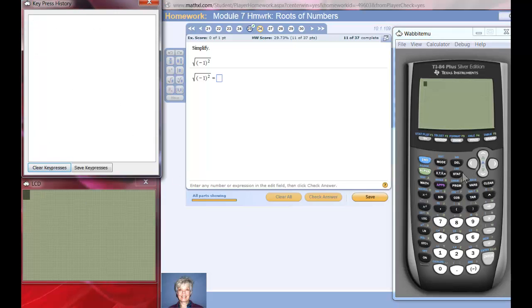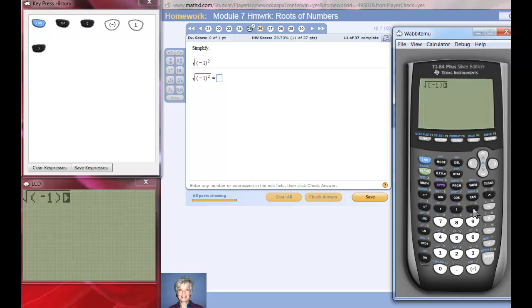Let me clear. Now, I'm going to take second x squared, the square root of, we have to use parentheses in the calculator when we're using a negative number, parentheses, negative 1, parentheses closed, up arrow, 2. Now remember, when you've put a power on the inside of a radical, you're going to have to click your right arrow key twice. Okay, now enter. The answer is 1.